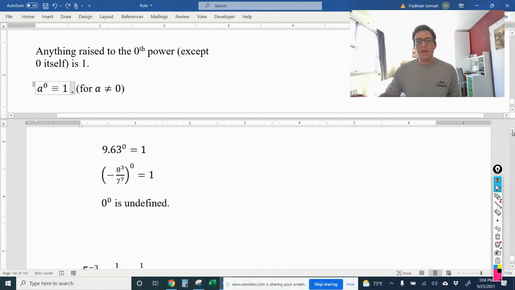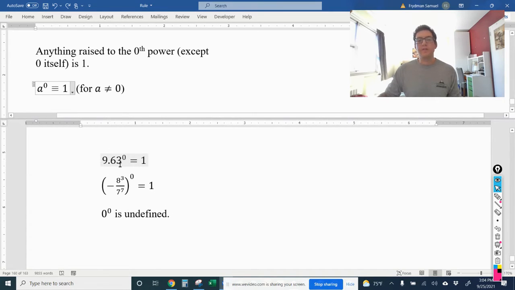So 9.63, for example, to the power of 0 is 1. Let's look at something really messy. -8 to the 3rd over 7 to the 7th raised to the power of 0 is, again, just 1. You see how easy it is? No matter what's here, if you raise it to the power of 0, you get 1.